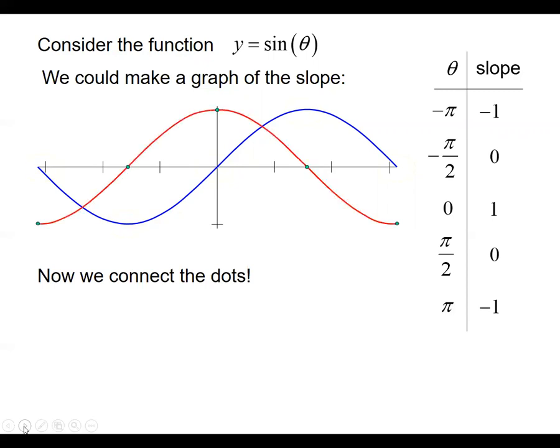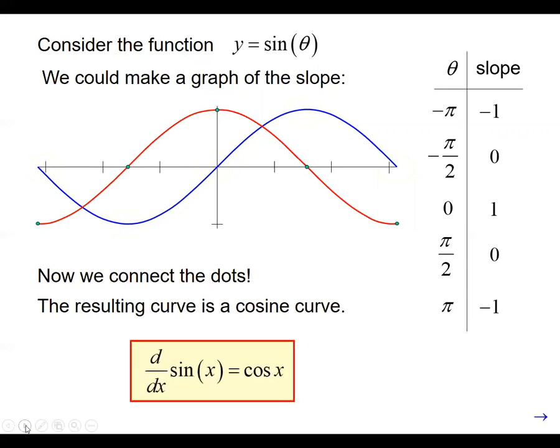Yes, it is the cosine function. The sine function relates opposite to hypotenuse on a right triangle. Cosine relates adjacent to hypotenuse on a right triangle. But now we see that every single coordinate on the cosine curve is the slope of the sine curve. That is huge. We now have our first derivative of a trig function. The derivative of sine of x equals cosine of x.